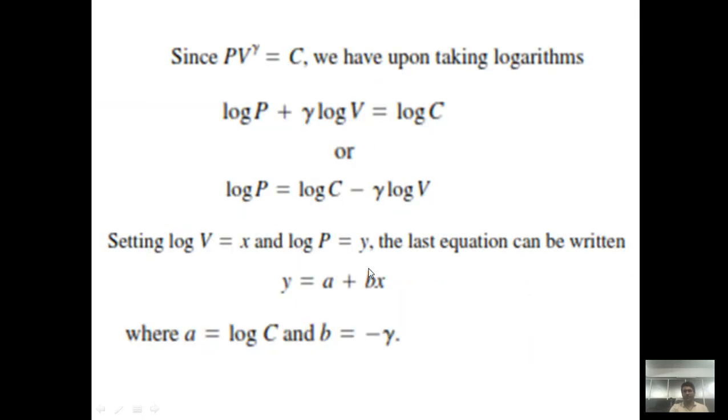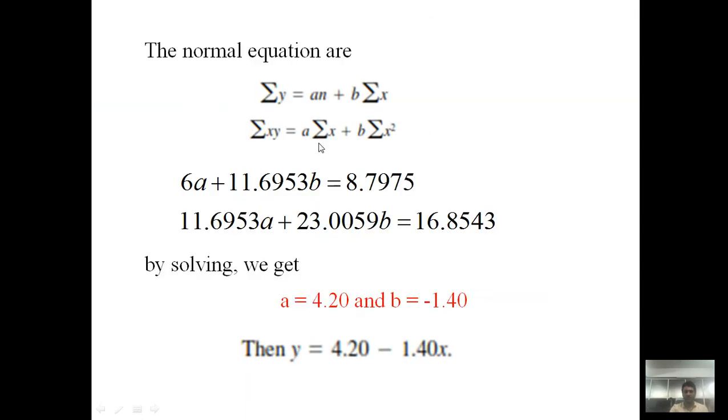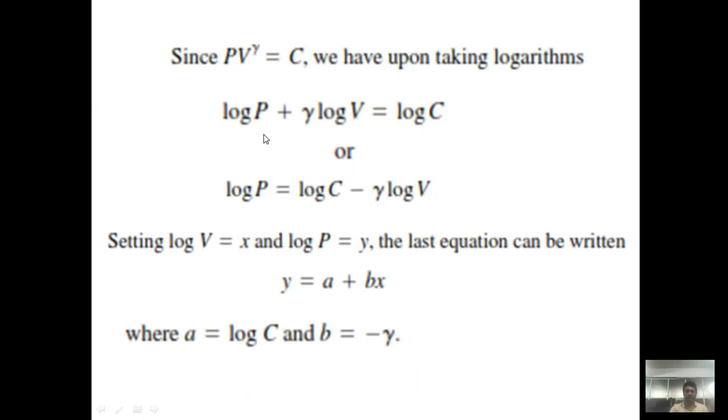Similarly, to write down the second normal equation, we have to multiply this equation by x on both sides and simultaneously take the summation. So multiply with x: the left hand side becomes xy, and applying summation, it is the sum of xy. Now multiply with x, that is ax.